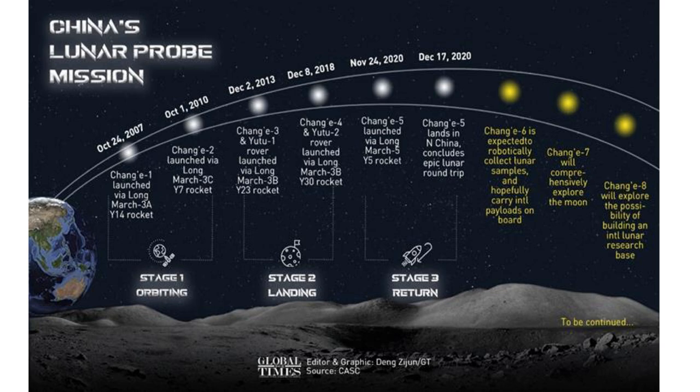This figure illustrates the Chinese lunar space exploration program. Whatever we have discussed so far has been graphically illustrated here. Stage 1 orbiting, stage 2 landing, stage 3 returning samples from the moon to the Earth. Then the upcoming missions like Chang'e-7 and Chang'e-8 are aimed at building the outpost at the south pole of the moon.